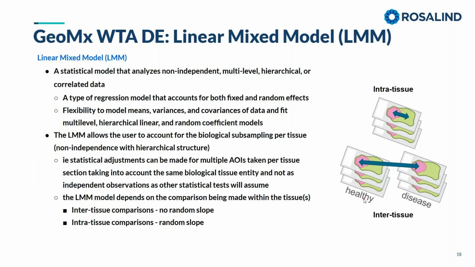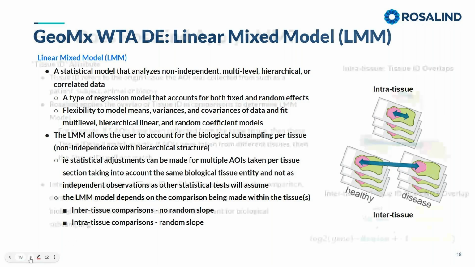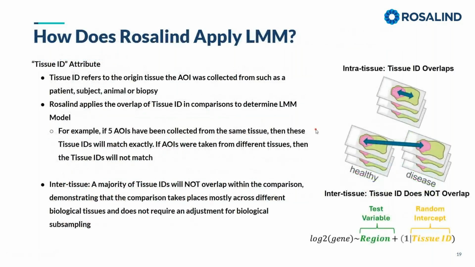So in this example, we have healthy tissues and we have diseased tissues, and we're comparing the tumor region across those different tissues. So in this case, this is an inter-tissue comparison. In that case, we are not introducing a random slope. If we're comparing within the same tissue itself, so tumor to tumor microenvironment, then we want to introduce a random slope. So what does this mean? And how can we figure this out?